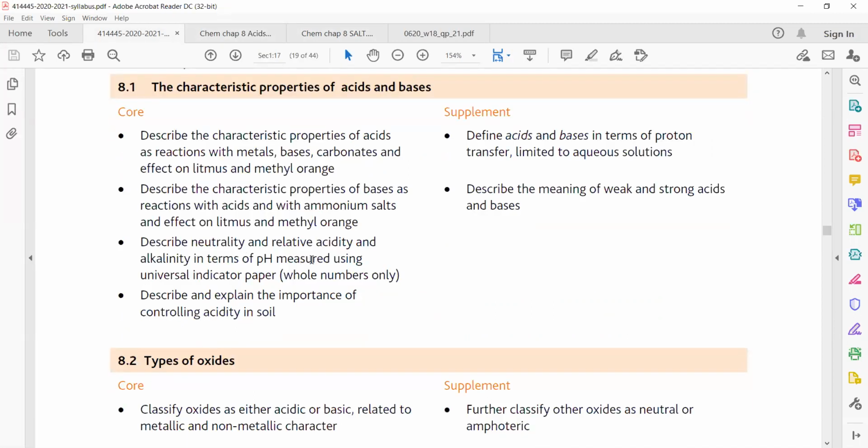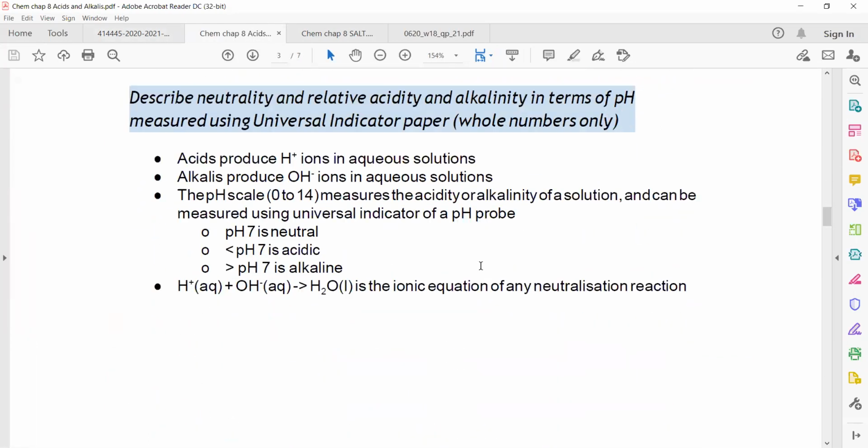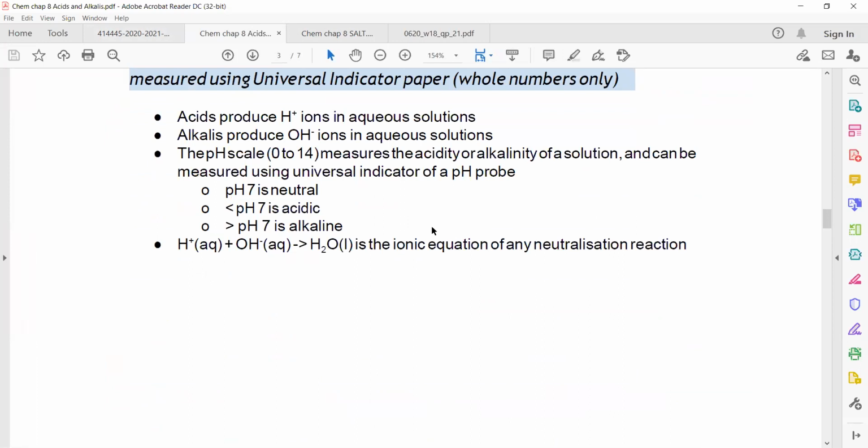Describe neutrality and relative acidity or alkalinity in terms of pH measured using a universal indicator paper, whole numbers only. Universal indicators show a color change at different pH. So the pH scale ranges from 0 to 14. If pH 7 is there, it will be neutral, less than 7 acidic, more than 7 alkaline.